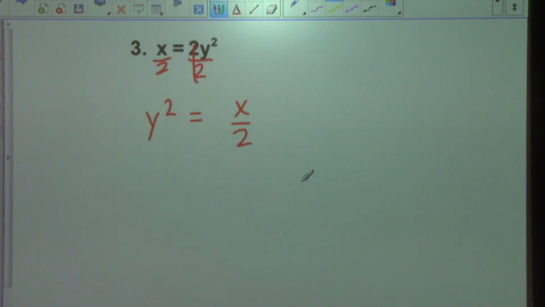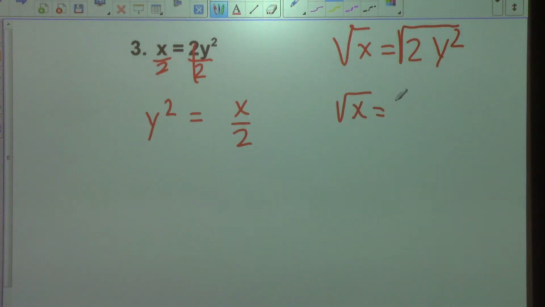Let's talk about that. Would we take the square root first? Yes. Let's experiment on that. If we did x equals 2, and we take the square root first, then we have square root of x equals square root of 2 y squared. We could do that, right? Then divide by square root of 2. Well, actually this is going to be y here, right? But when we took the square root of y squared, what do we have to do over here?